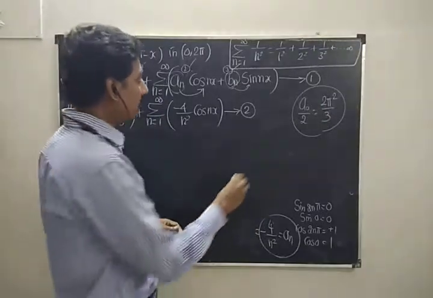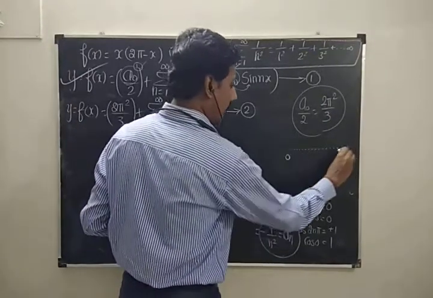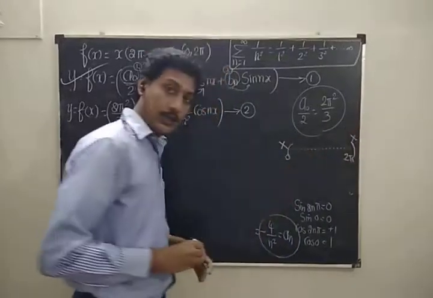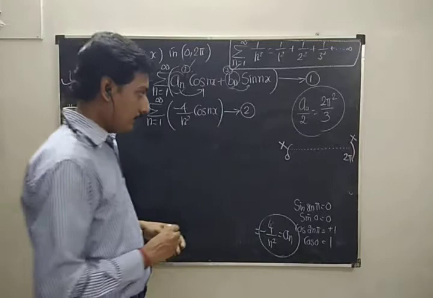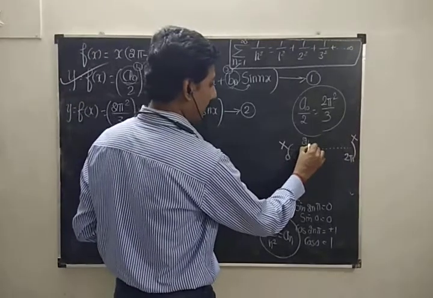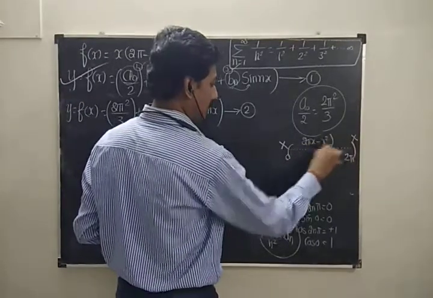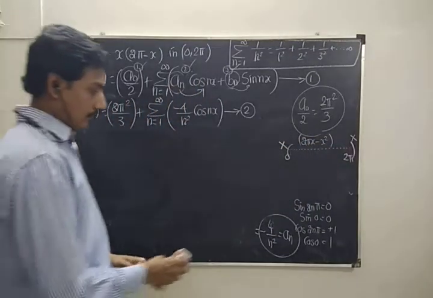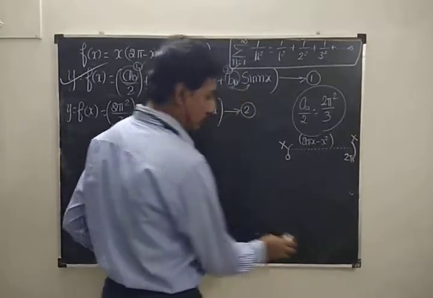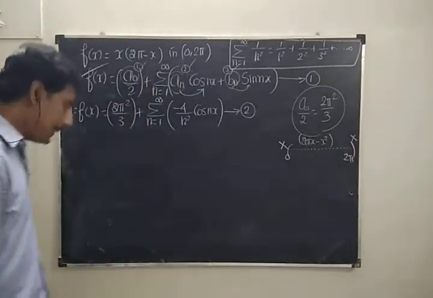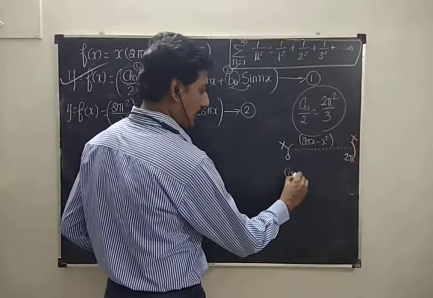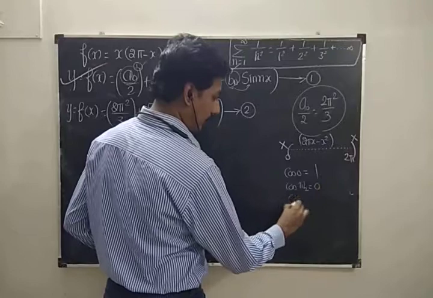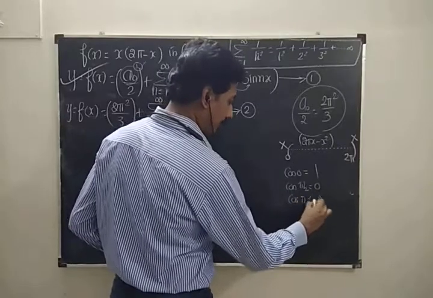Clear? Now my function is defined in the interval 0 to 2 pi, and both are points of discontinuity, 0 and 2 pi. And the function is 2 pi x minus x square. Is it right? And there are some possible values of x we can choose within this interval. The one is cos 0 is 1. Second one is cos pi by 2 is 0. Cos pi is minus 1.